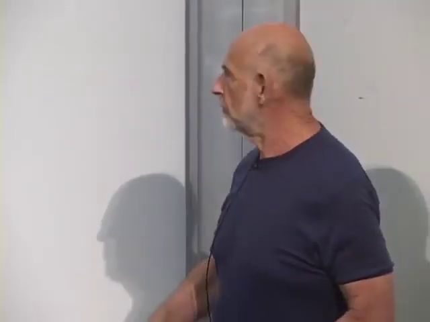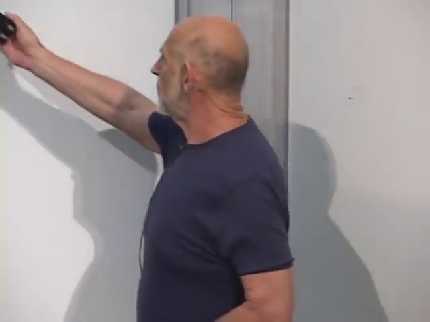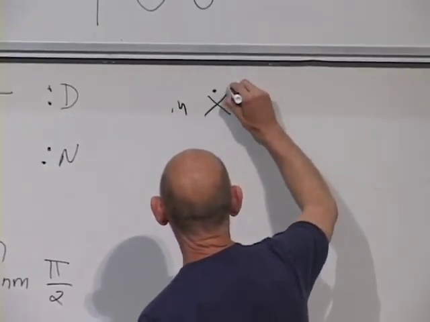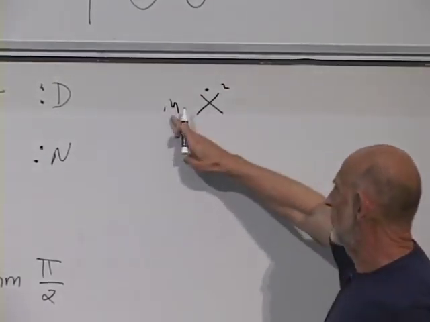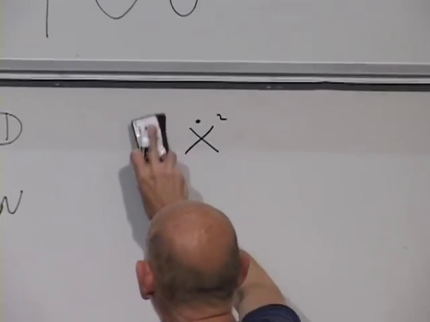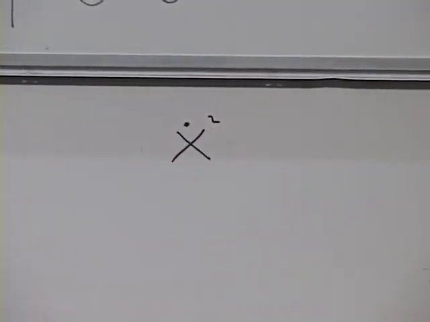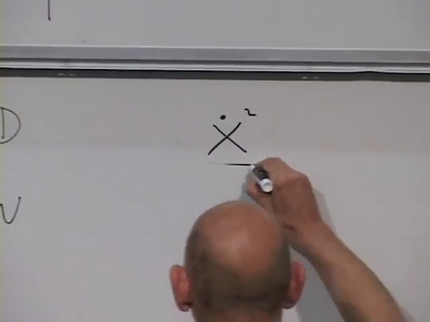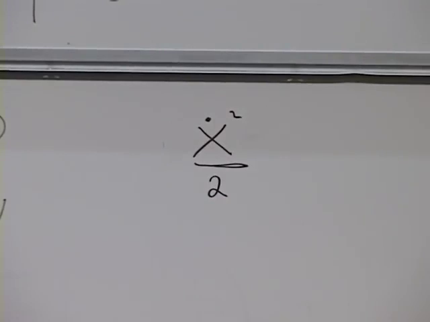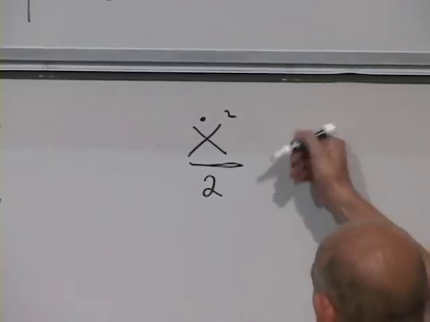But you can always work in units in which the mass is equal to 1. You can always rescale things. You can rescale a coordinate so that you take the m, take the square root of it, and absorb it into x. You can always choose units so that the kinetic energy is x dot squared over 2. It's conventional to put a 2 there. That's the kinetic energy of a point mass.